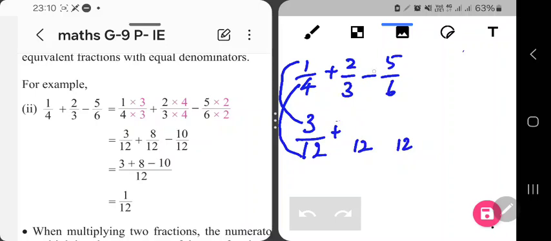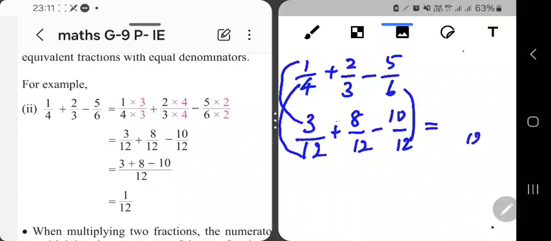And similarly, 2 over 3, to make 12 from 3, you have to multiply 3 by 4. So similarly, 2 times 4 is 8. So 2 over 3 is equal to 8 over 12. And subtracting 5 over 6, now 6 times 2 is what? 12. So that's what brought this. Then I have to multiply 5 by 2 as well. So 5 times 2 is 10.